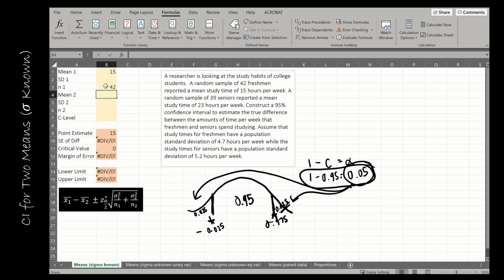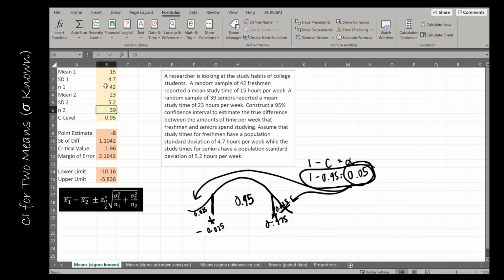A random sample of 39, that's a sample size, 39 seniors, reported a mean study time of 23 hours, that's my second. And then I need a 95% confidence interval, so make sure you put 0.95. And the study times for freshmen have a population standard deviation of 4.7 hours per week, and then 5.2 for seniors.